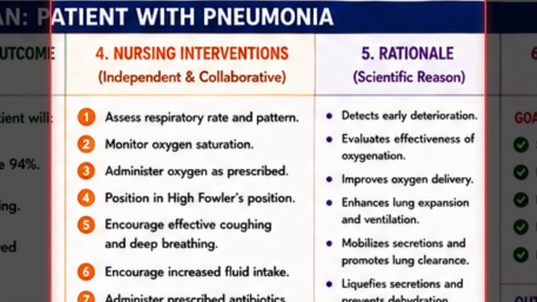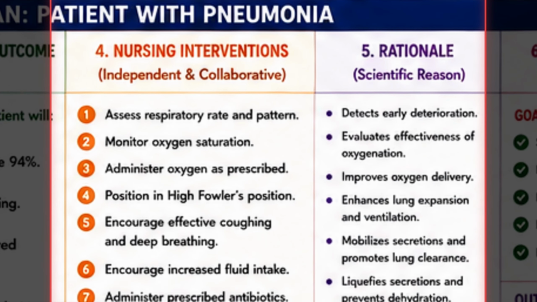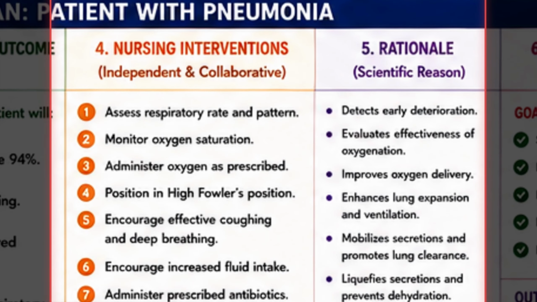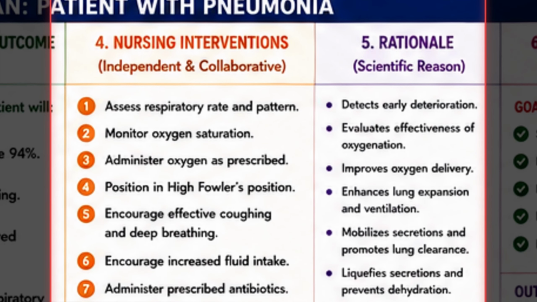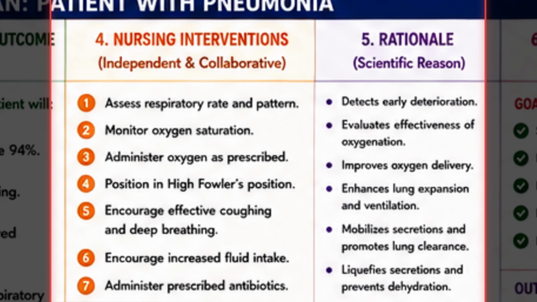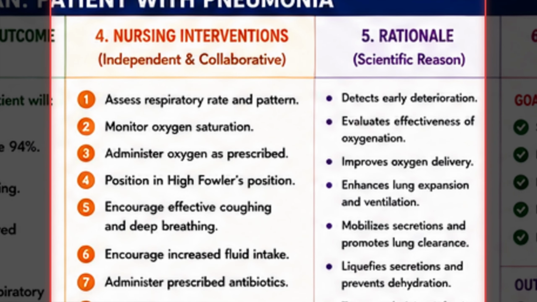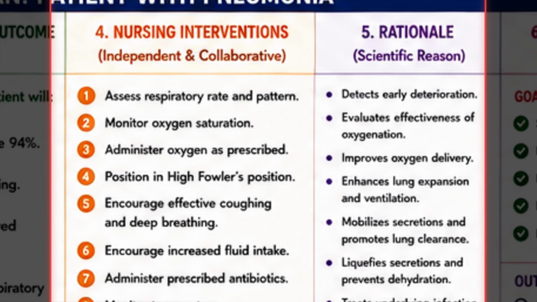Assess respiratory rate and pattern. Rationale: detects early physiological deterioration. Item 2. Monitor oxygen saturation via continuous pulse oximetry. Rationale: evaluates the real-time effectiveness of cellular oxygenation.